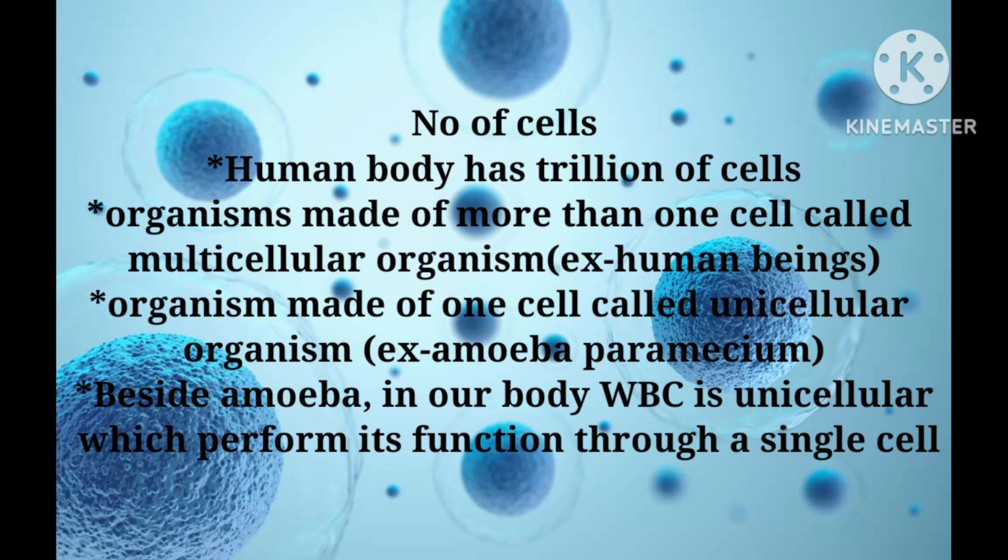Human body has trillions of cells. An organism made up of more than one cell is called a multicellular organism. Example, human beings. An organism made up of one cell is called a unicellular organism. Example, amoeba, paramecium. Besides amoeba, in our body, WBC is unicellular, which performs its function through a single cell.